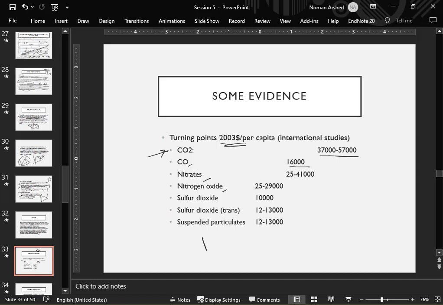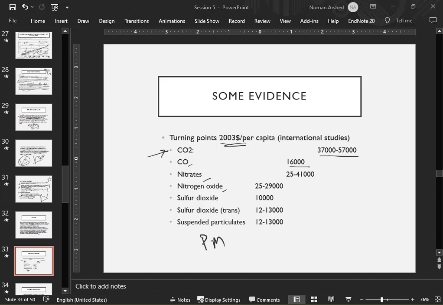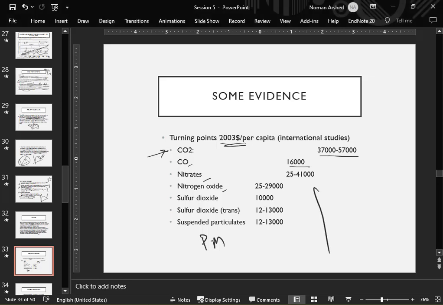Suspended particles, which is PM. So here we talked about the turning points for different types, and the last one is particulate matter. So what it is saying is at what level of GDP it will turn on the other side. Okay, this was for the delinking.